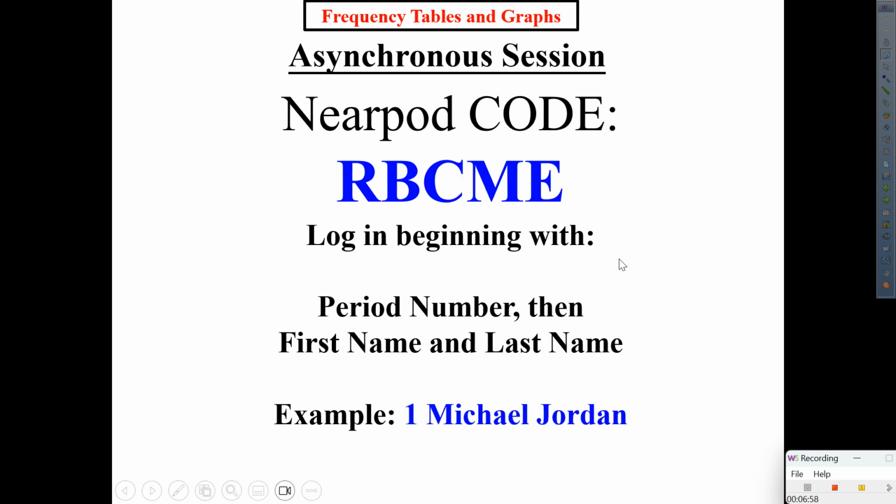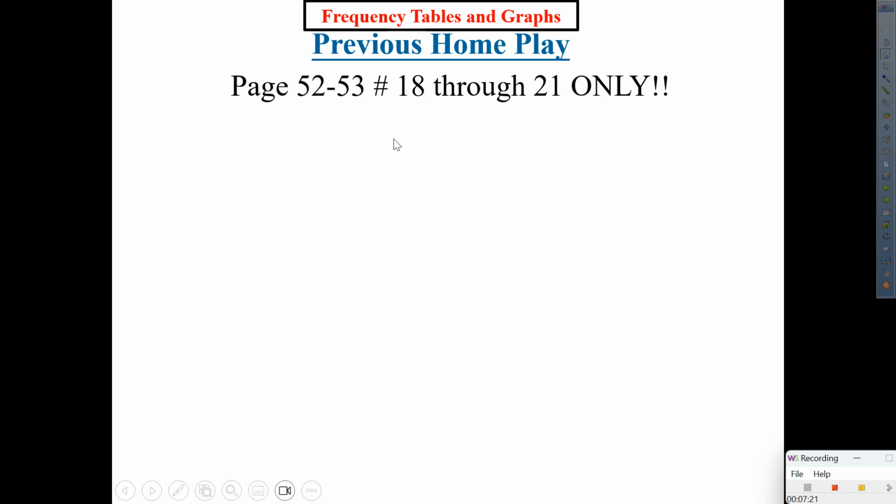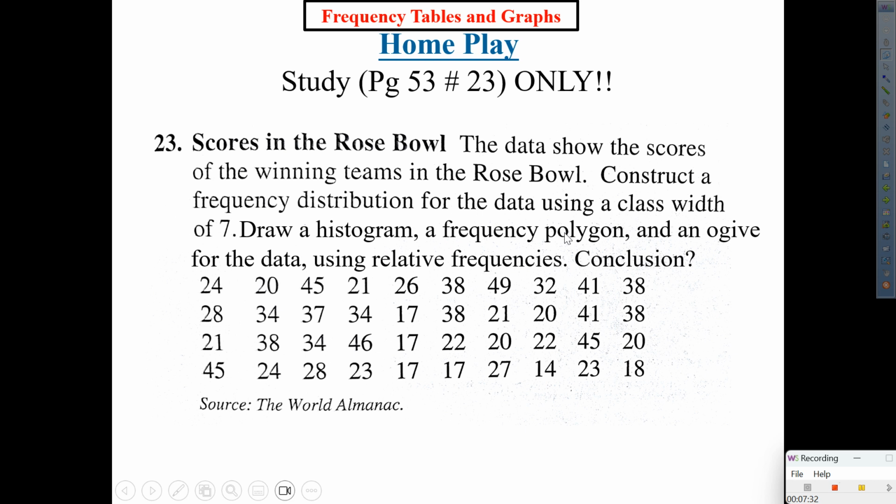All right, so copy this code for the home play, RBCME. And like I said, today you should be able to do this by yourself, but I'm going to guide you through it just to make sure that we got all the components in place, okay? So, let's see. Last night's home play was pages 52 to 53, numbers 18 to 21. Those of you that finished up to 20 and turned it in, then that's all you did, right? Tonight's home play, like I said, is only one problem. It's for you to recap what we do here in class. Yeah, it's not that much.